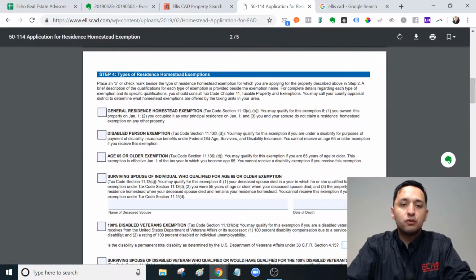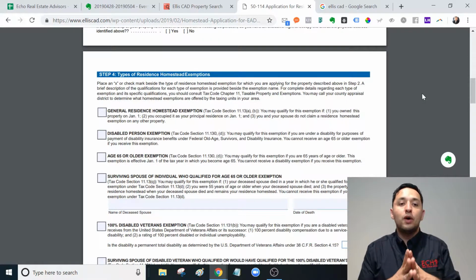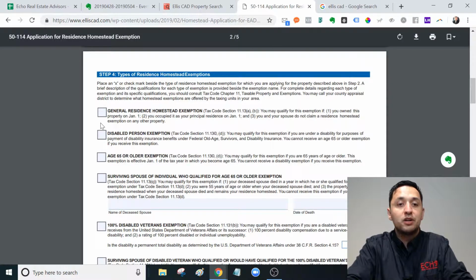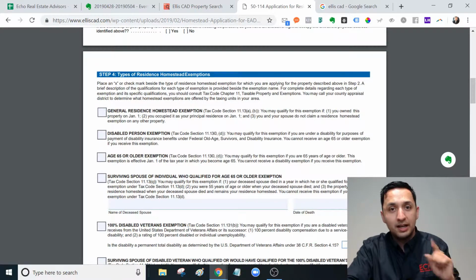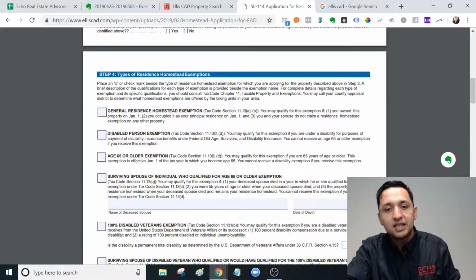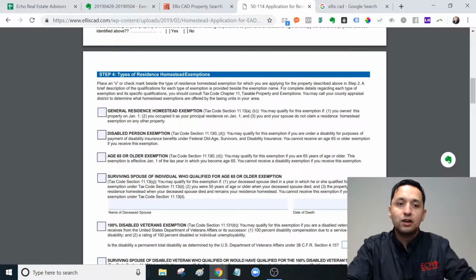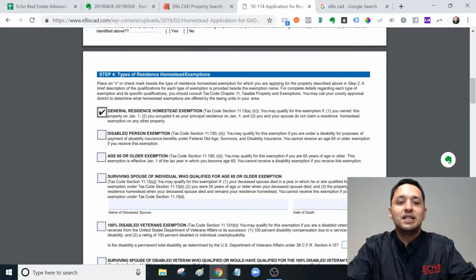All right, now the types of residence homestead exemptions. There are various ones to choose from. You don't have to only select one. Know that if you qualify for some additional homestead exemptions, you can highlight all of them that apply to you. You will need to not only apply and select that you're eligible for them, but also have documentation, and they'll go into the description of what you need to provide in order to prove that you're eligible for those. For our example, we're just gonna stick to the general residence homestead exemption.